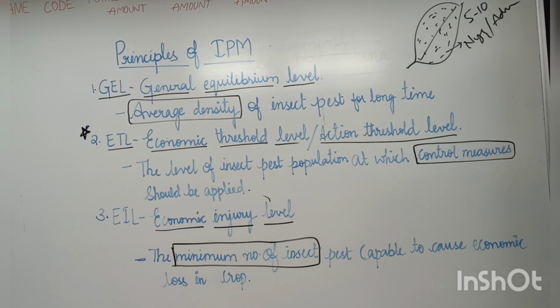And coming to the economic injury level, at this level there is only a small number of insect pests, which causes economic loss in the crop. At this level, even if we apply the control measures, we will get some losses.